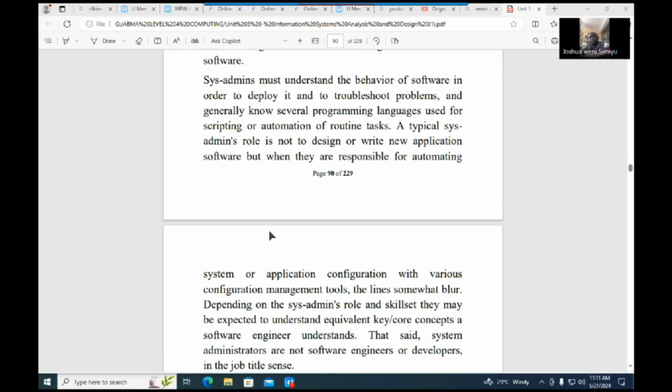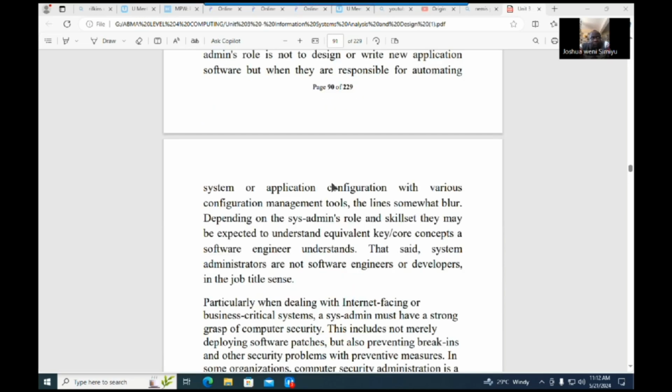He is also required to know several programming languages, languages used for scripting and task automation. He does not have the role of designing or writing a new application, but he has the role of automating the system and doing application configuration with the management tools that are available to him.